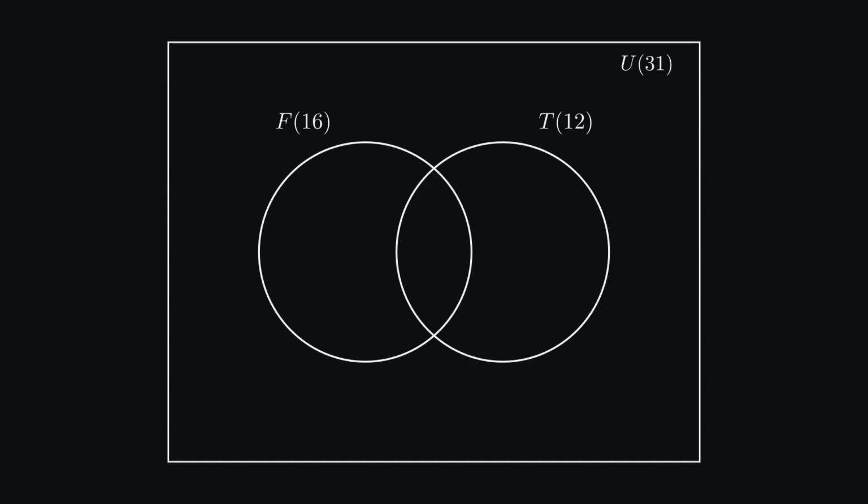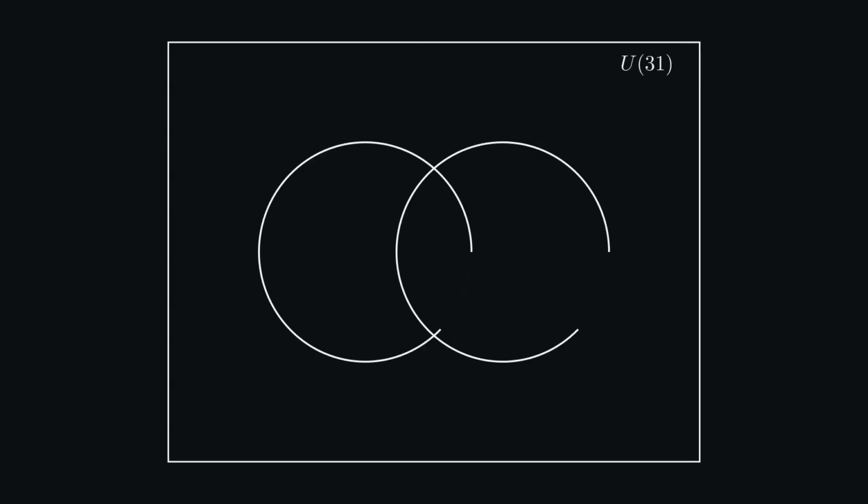We draw two overlapping circles since some students participate in both games. The overlap shows that 5 students play both football and table tennis, so 5 goes in the overlap.